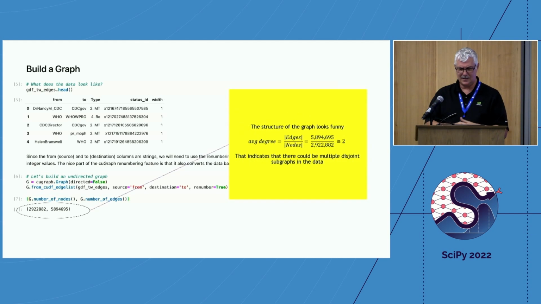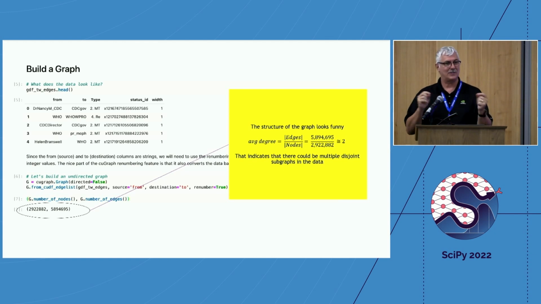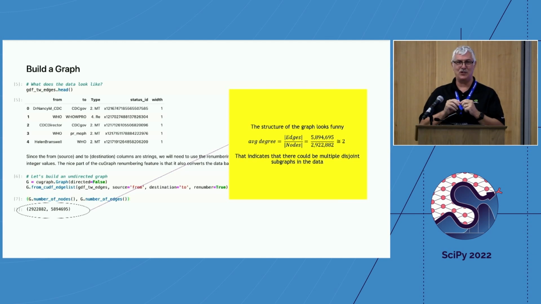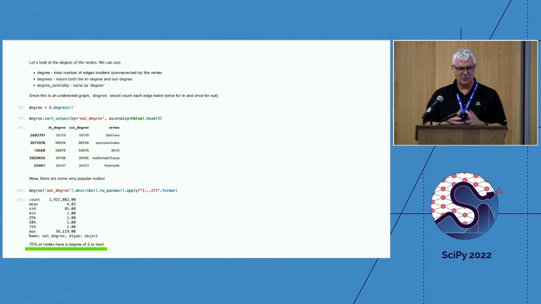But looking at this data, it looks very odd. If I divide the number of edges by the number of nodes, it comes out to approximately 2, which means that every vertex only has 2 edges on it. So either this is a giant straight line, or there's something else going on in the data. And the easiest way to figure this out is, well, I'm going to look at the degree.